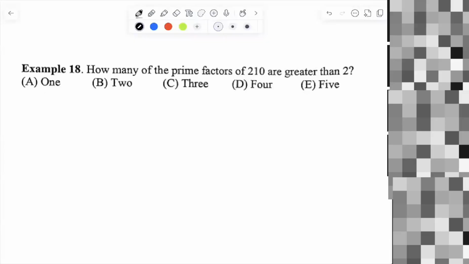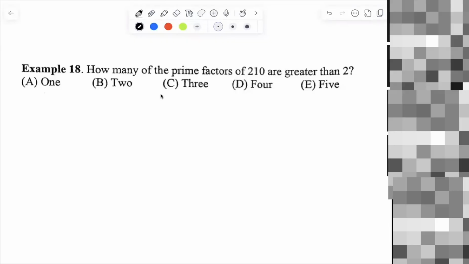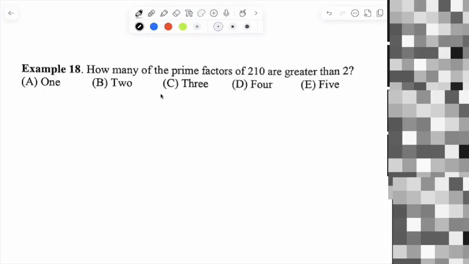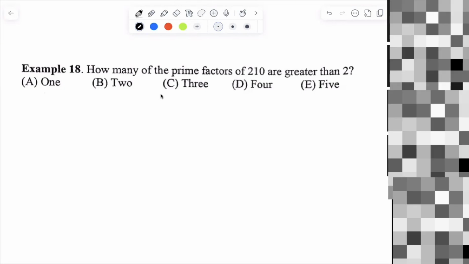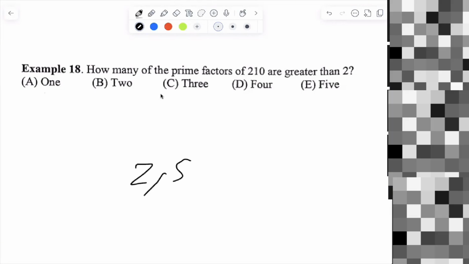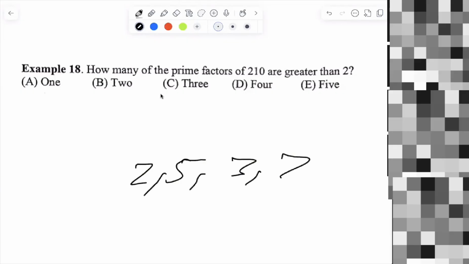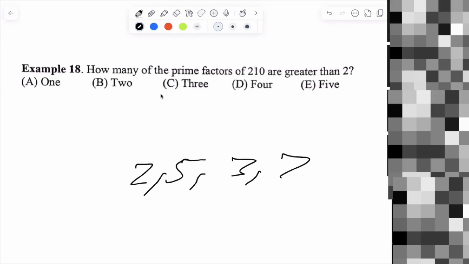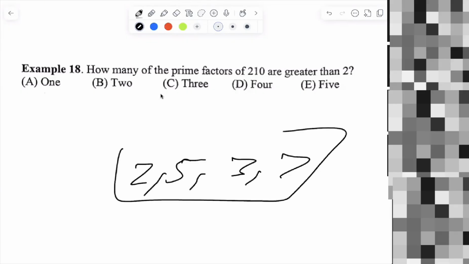All right, let's get started with this question. So basically, how do we approach this? Well, we first have to list out every prime number that divides it. Notice that 2 divides it, 5 divides it, 3 divides it, and 7 divides it. 3 times 7 is 21, and multiply that by 2 times 5, that's going to give you 210.